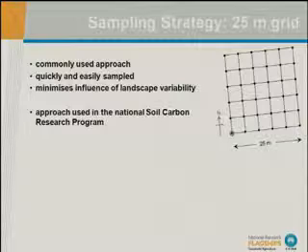So, moving on to our sampling strategies, I think most people will probably have heard of the 25-metre grid sampling approach, where a 25-metre grid at 5-metre intersects is put down within a paddock, and it can be laid out relatively quickly. It's a common approach, and it tends to minimise the influence of landscape variability on the results. And this is the approach that's been taken in the National Soil Carbon Research Programme.